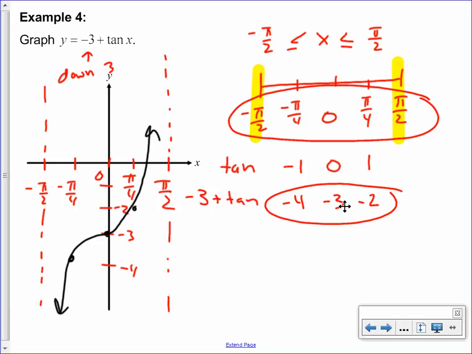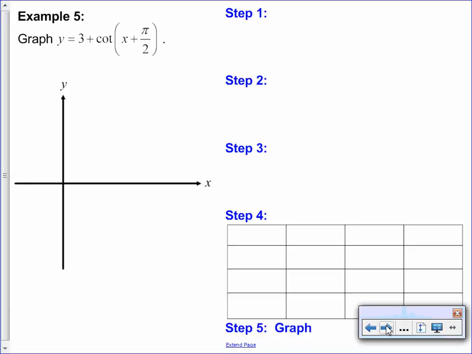Wait. Where did you get lost? Because it's negative 3 plus the line before it. So negative 3 plus negative 1 is negative 4. You got it? Okay. Last one.